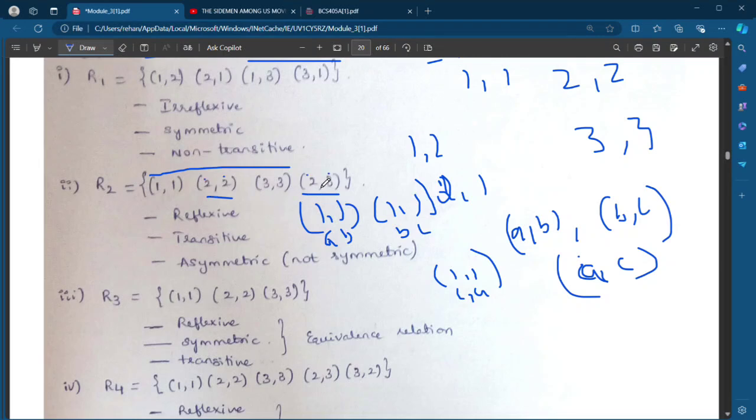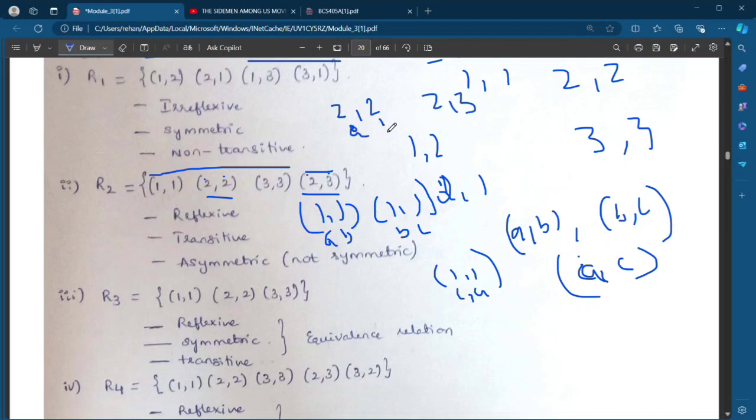So I have to have 2 comma 3. I already have 2 comma 3, and I can use it again. See, usually most of the people get confused here. You can use any pair again and again. You can use it 100 times also if you want. That's the simple thing. If I'm considering 2 comma 2 is there and 2 comma 3 is there, 2 comma 2, 2 comma 3.